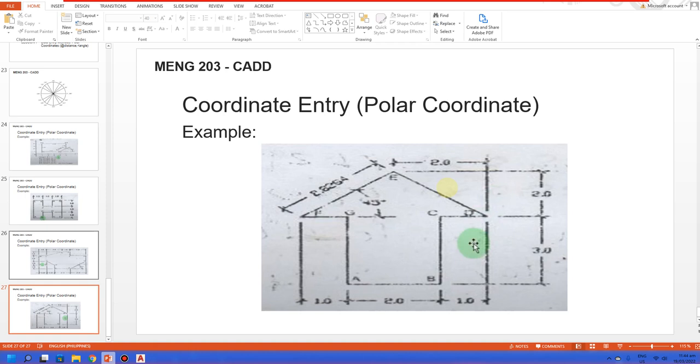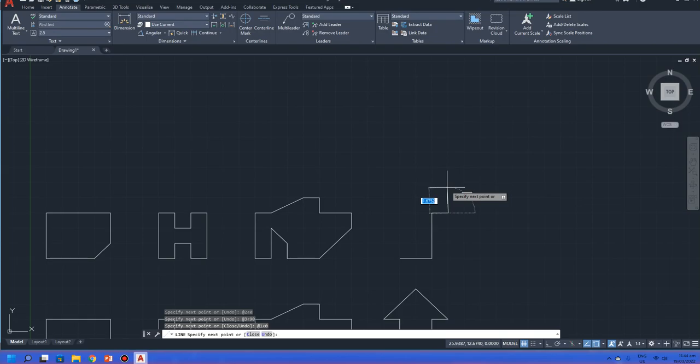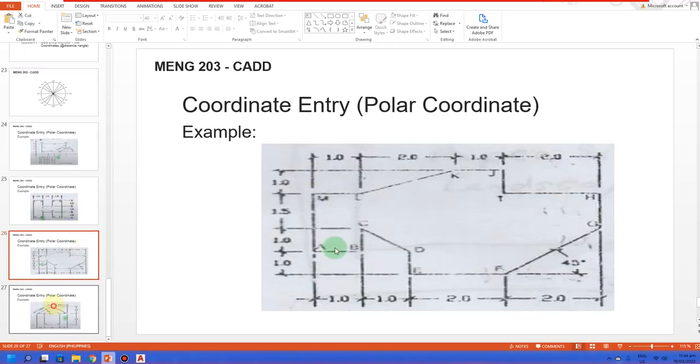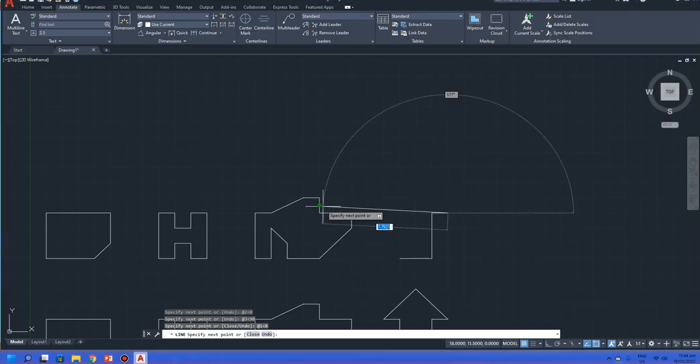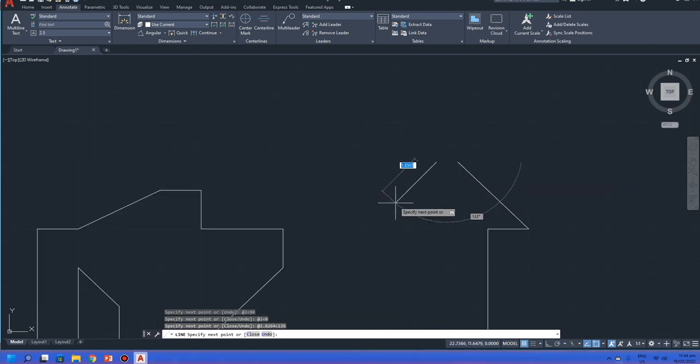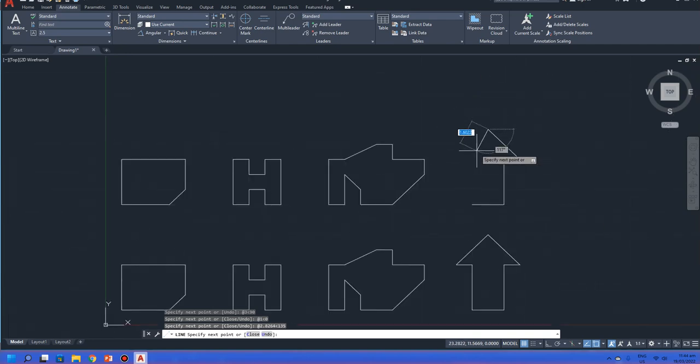Distance is, okay, it is indicated that the distance is 2.8264, and the angle is 135. Okay, I guess it's correct.